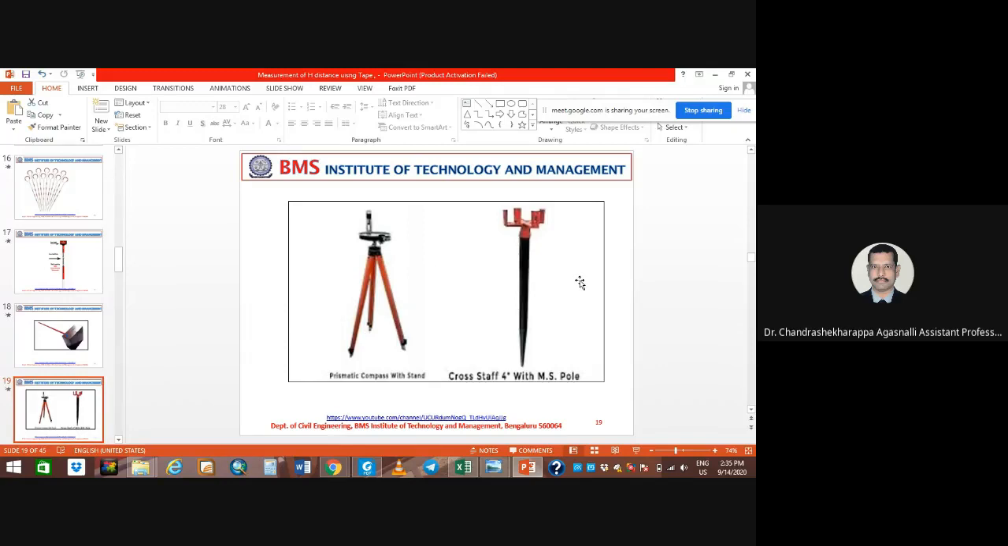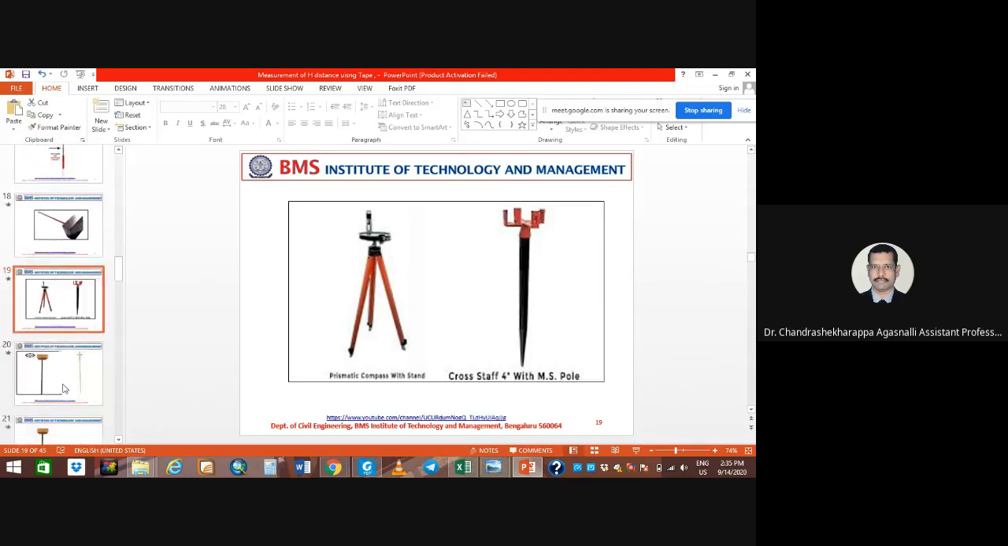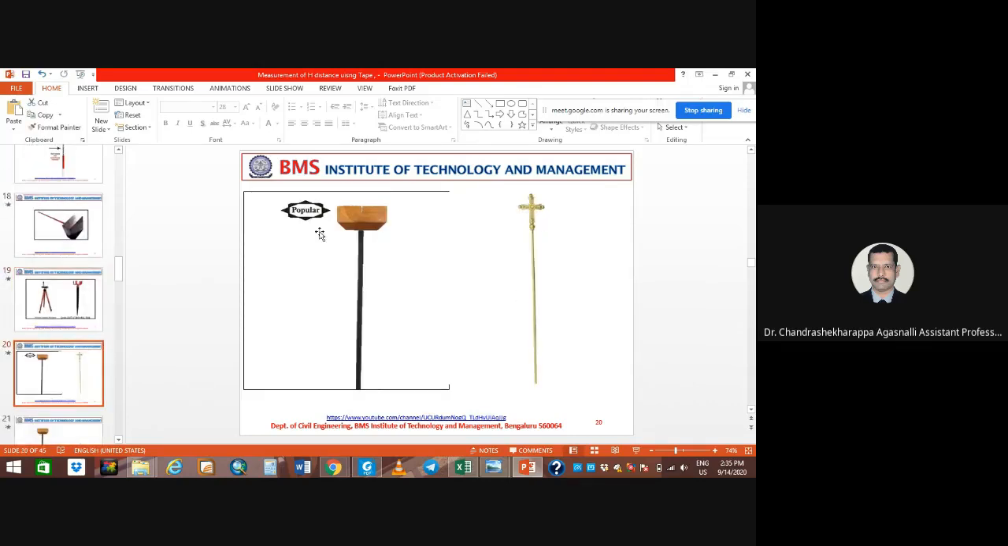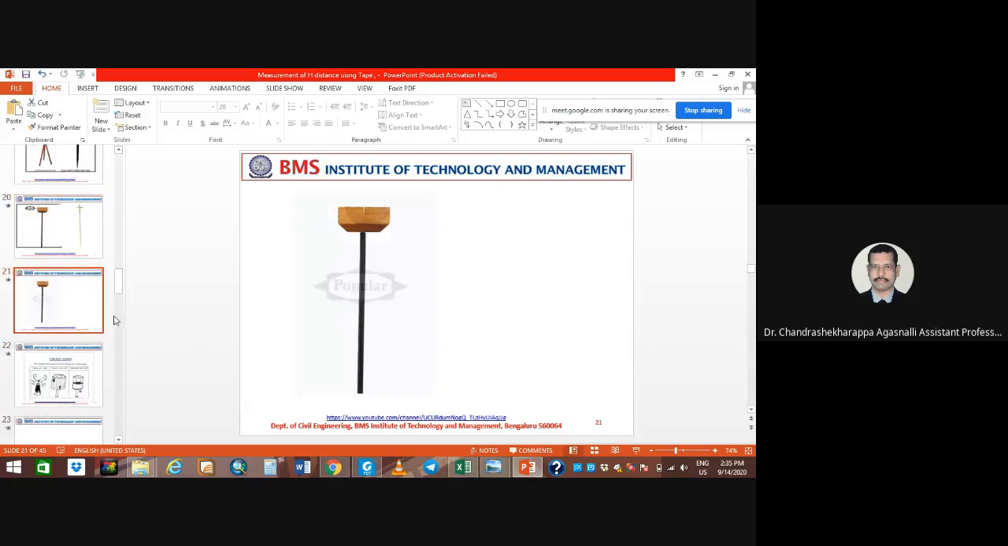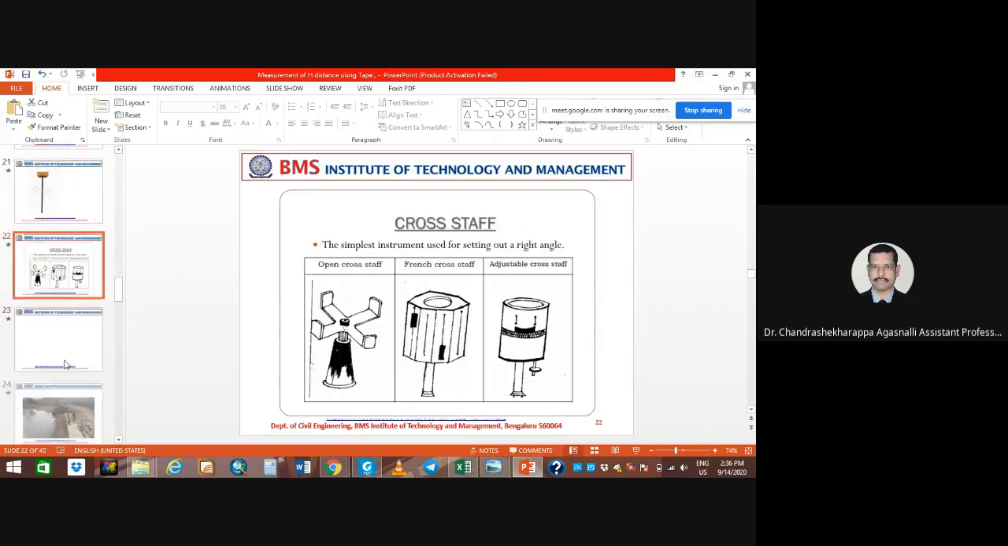This is like a prismatic compass with sights, but here we use it for alignment. This is one alignment, that's a 90-degree angle, and another one, that's also a 90-degree angle. Here you can see the popular one: this stick is the metal one and this one is the wooden one. Generally everybody is using this one. Crossstaffs, I'm going to show the crossstaff from top and bottom.